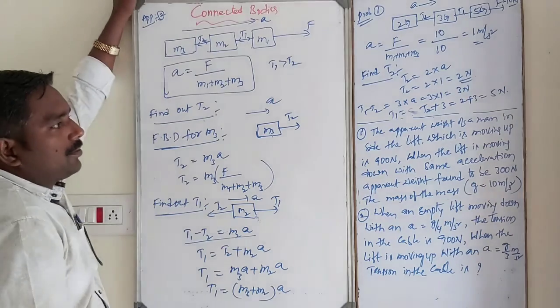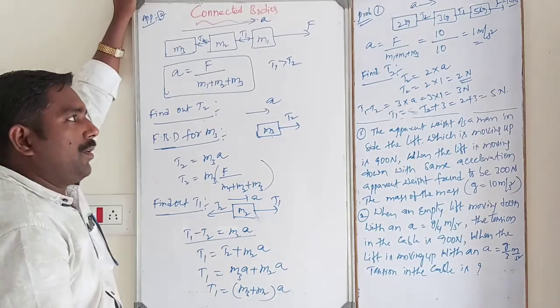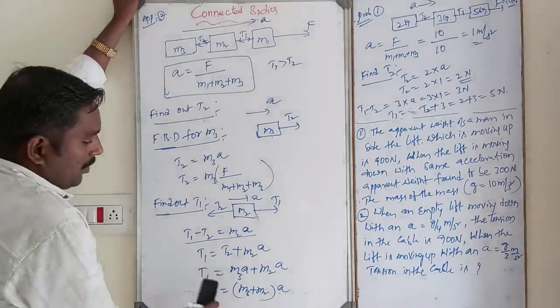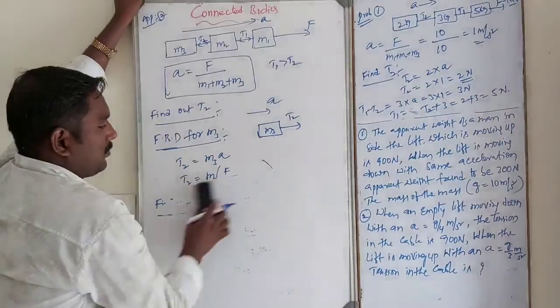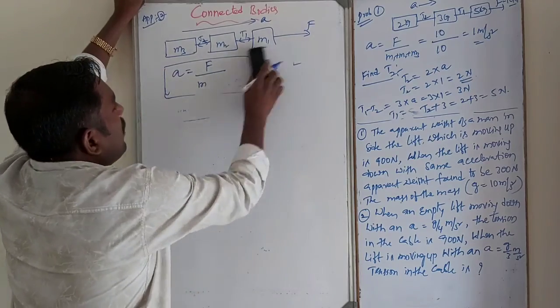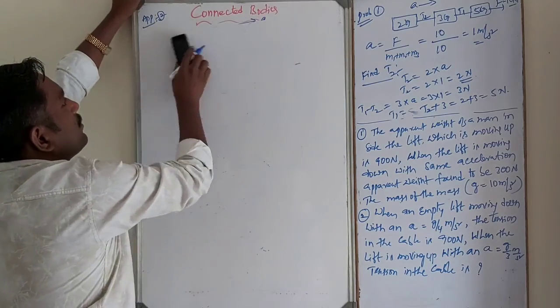Okay. So that is the T1 and T2 values. It is the easiest way by using this method. Okay. Next one. So next one.